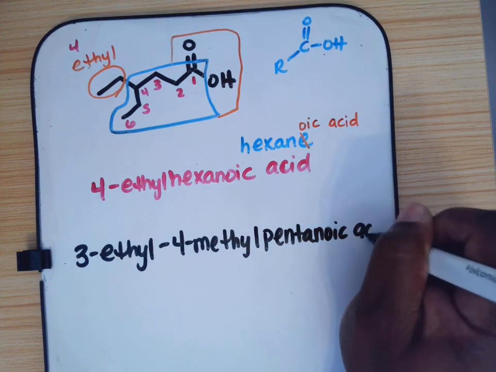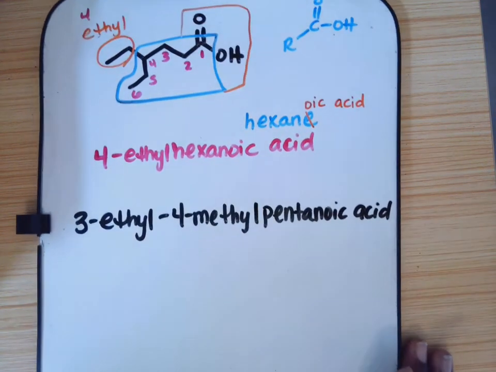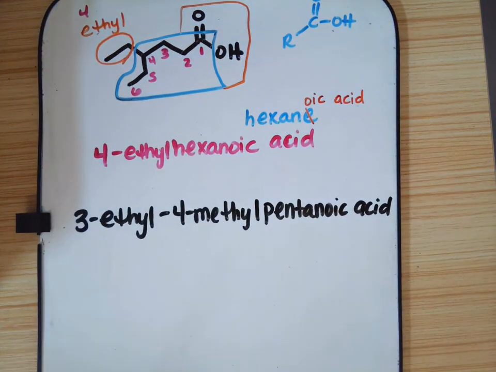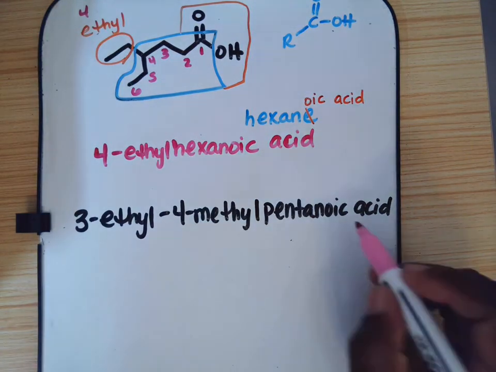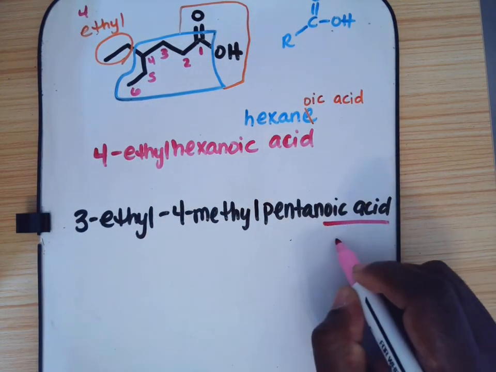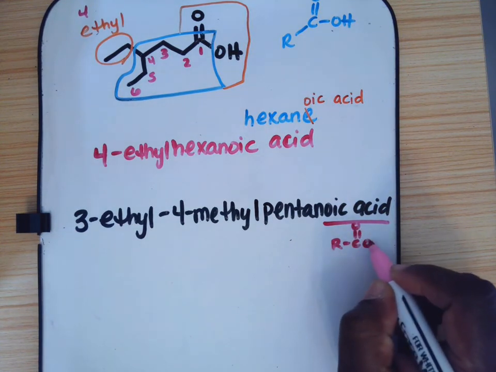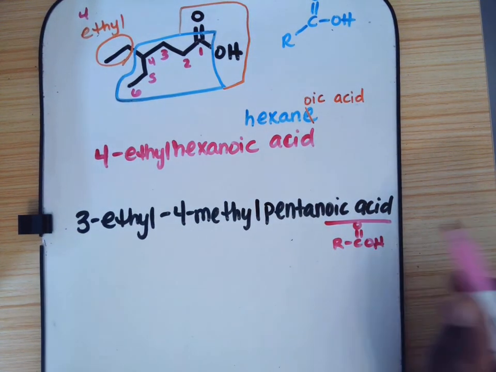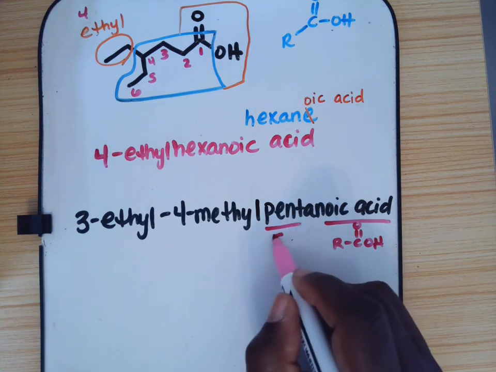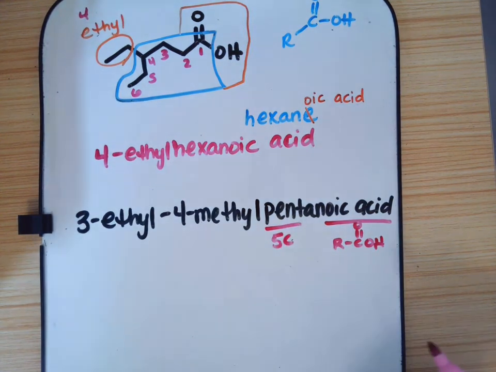So using the name, we can draw the structure. The name tells us a lot about the molecule. That oic acid portion lets us know that we're dealing with a carboxylic acid, so it tells us which class of compounds we'll have. Pent lets us know that it has 5 carbon atoms.